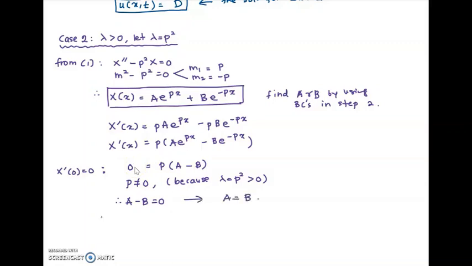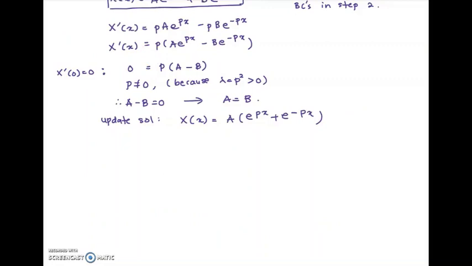Then we update our solution. So now we have X(x) equals, and you can update the a or you can update the b. I'm going to let b equal a. So then I have a, then I have exponent px plus exponent negative px, because b here equals a, so I factor out the a. In the bracket we have this, so that is your current solution.